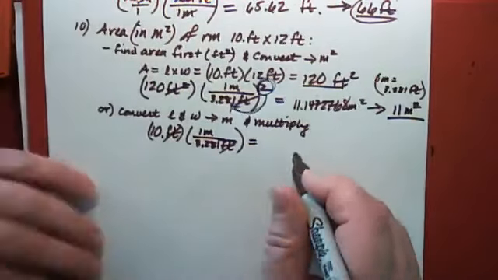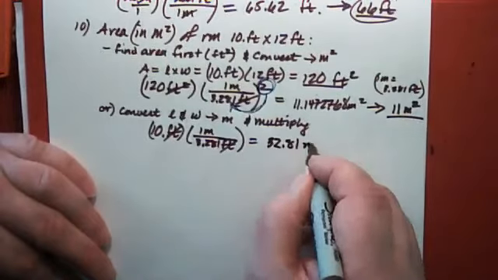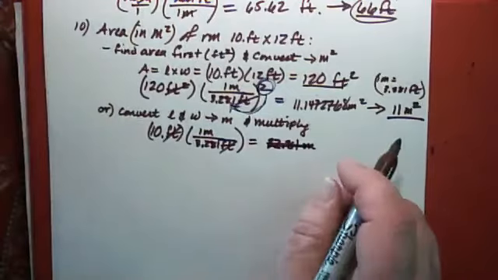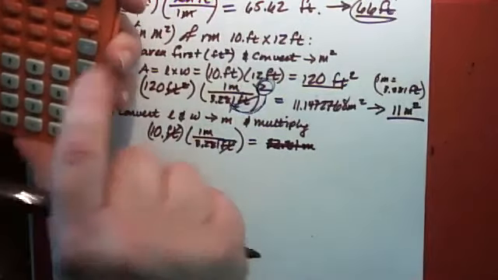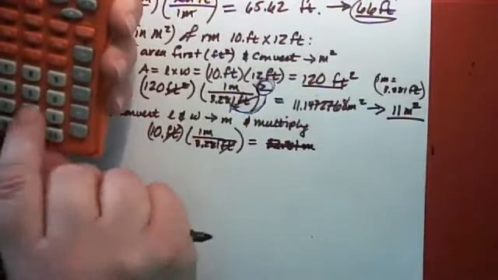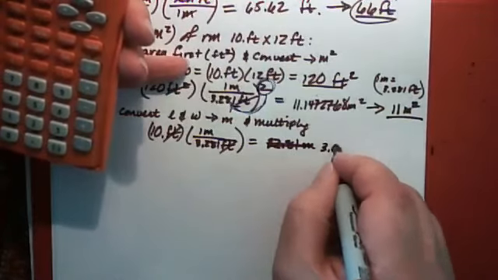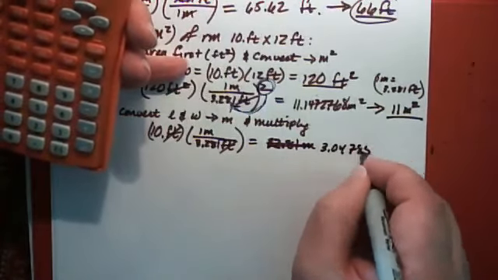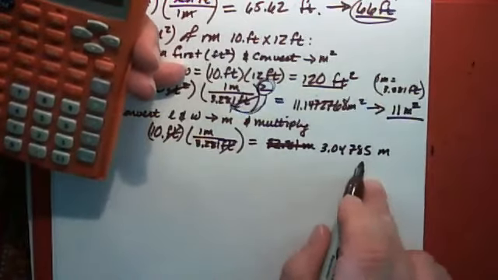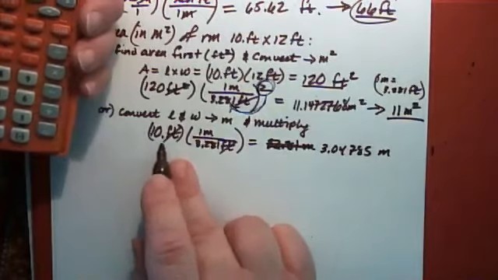So 10, I shouldn't need to do this with a calculator, 32.81, sorry, 10 divided by, okay, not multiplying, dividing. 10 divided by 3.281. There we go. 3.04785 meters. This obviously is way beyond the number of significant figures we're going to be able to use because 10 with a decimal point only has 2.